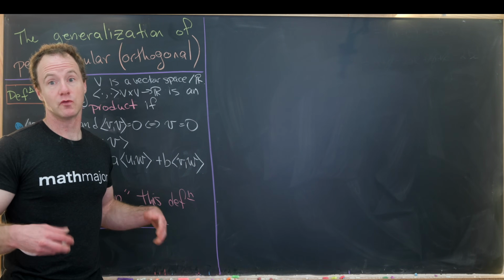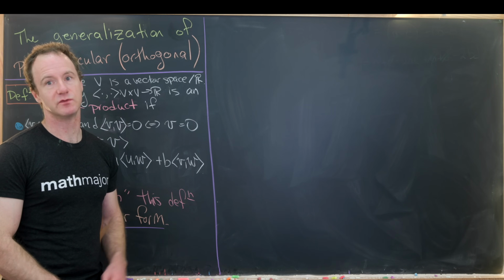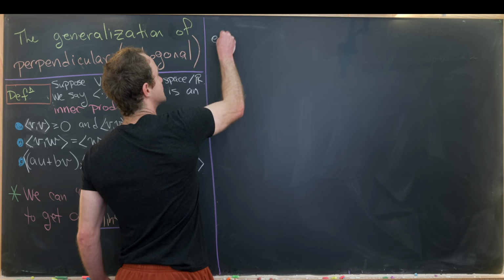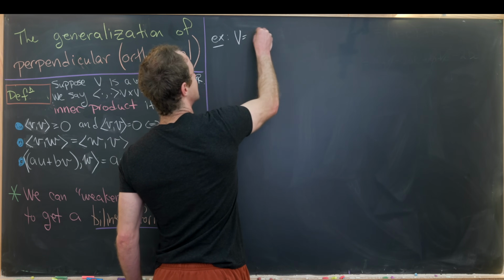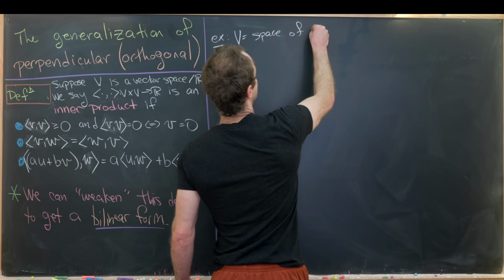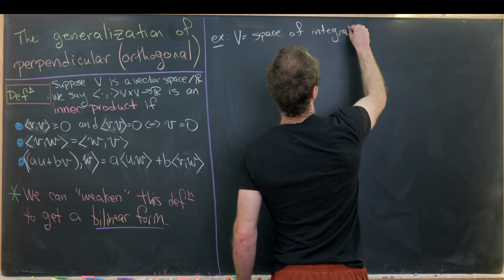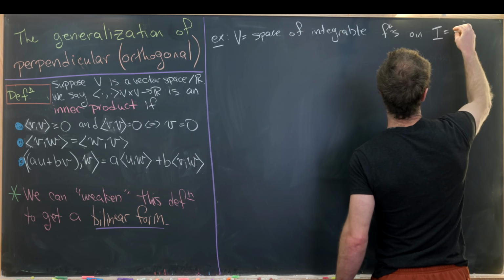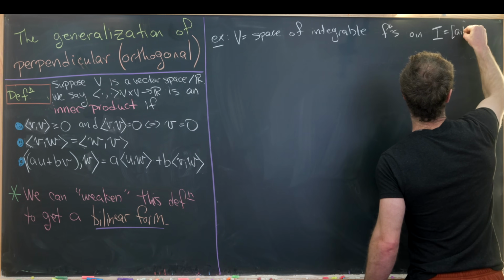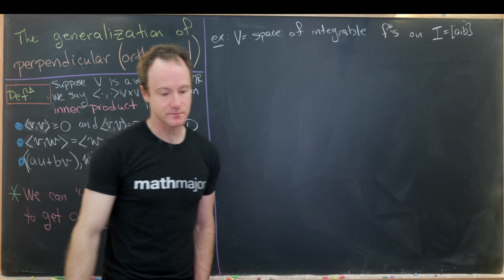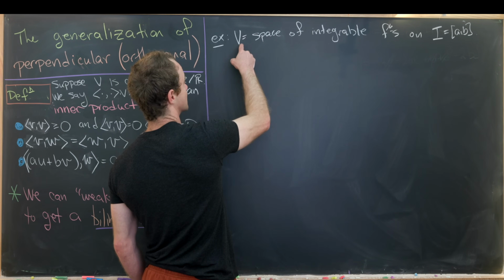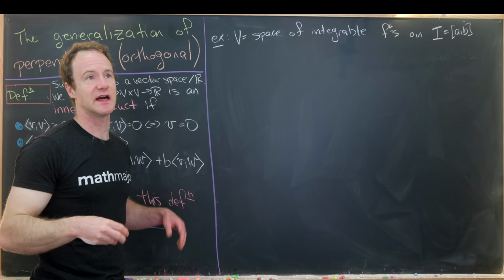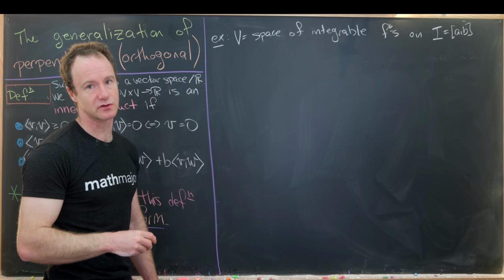Obviously, you've got a really nice inner product in Rn, which is just the dot product, which is how we came up with this definition in the first place. Okay, so for our first example, let's say V is the space of integrable functions on some interval which I'll call I, which is a to b. Great. And then, notice if we're taking an element from V, then it's going to be an integrable function. So we'll use letters like f and g to denote integrable functions.